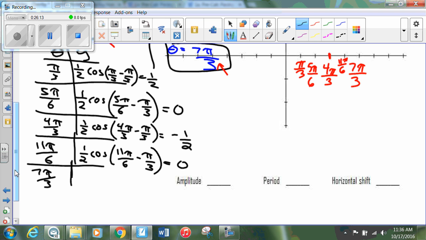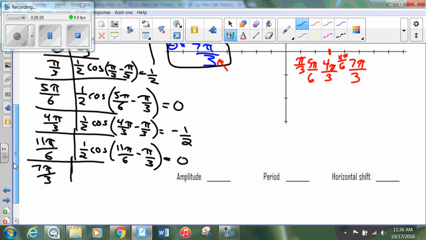So you guys are seeing what the shortcut is, aren't you? You don't have to do this table, but you can. You'll have time on the test if you want to do the table. Let's see this last one, 1/2 cosine of 7 pi over 3 minus pi over 3. So that's going to be 6 pi over 3, which is 2 pi. Cosine of 2 pi is 1. 1 times 1/2 is 1/2.